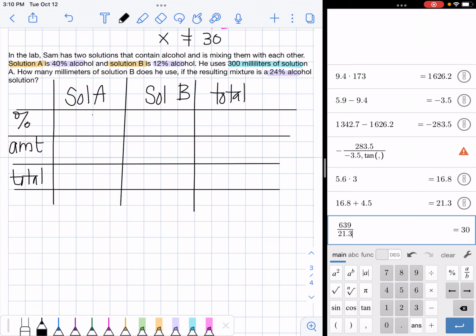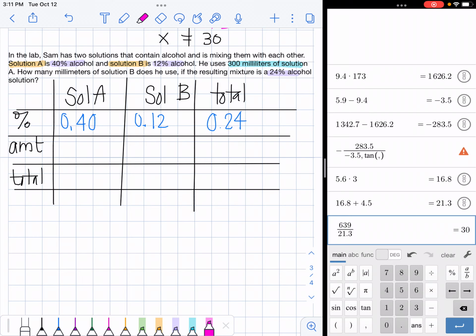Okay, so for solution A, I have 40%. Remember, when we use percent in an equation, we have to write it as a decimal. So 40% is the same as 0.40, and 12% is the same as 0.12. It says the resulting mixture is 24, so this is where I use that 24. They give me the percent of the mixture. That's what goes in this box right here, the one that we haven't used yet.